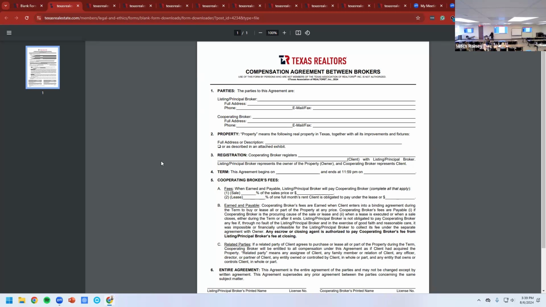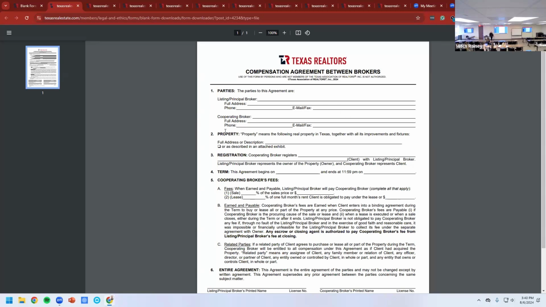All right. This is the form that you can use when you're calling that other broker and they're telling you that I'm offering X percentage. You send this over to them and get it signed. It's an agreement between us and them. Listing agents, this is the form you may want to leave in your listing. So it shows them, this is what we're offering.